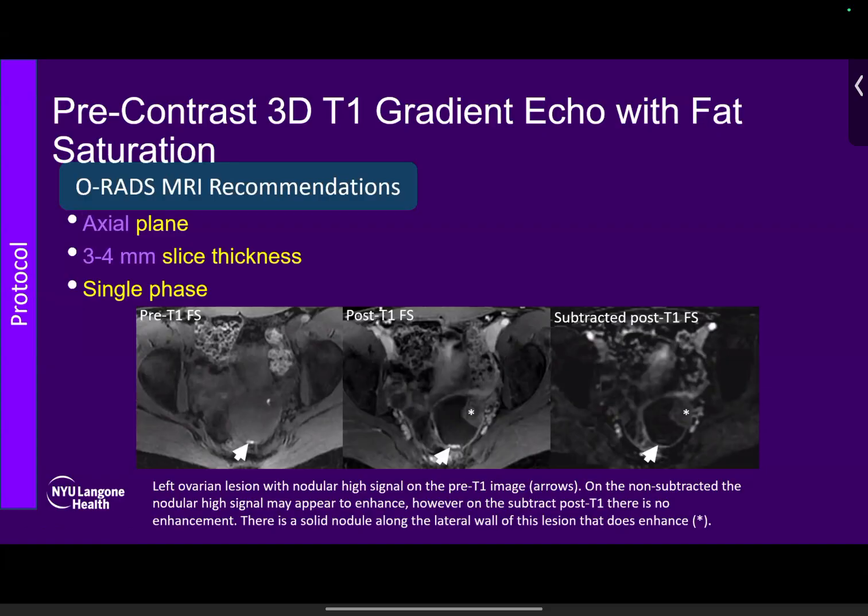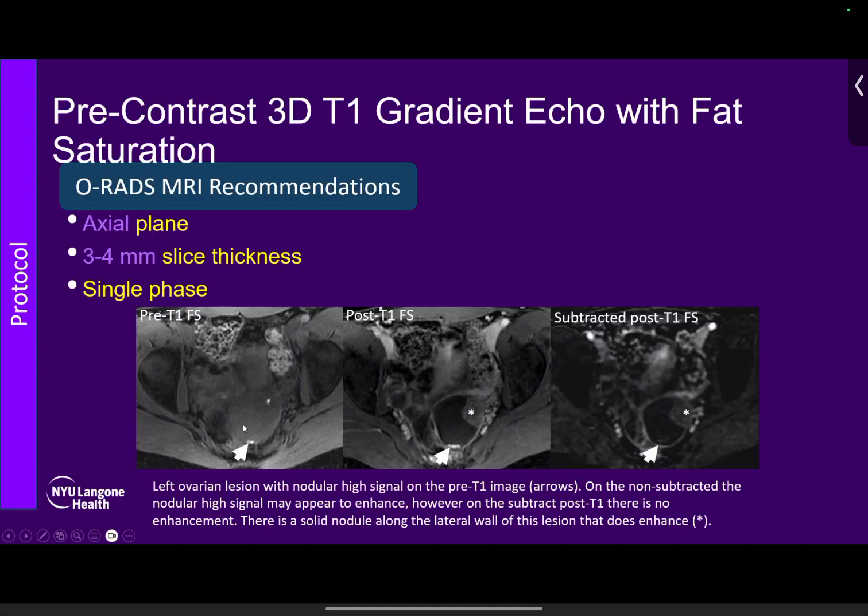So for recommendations, this is usually done in the axial plane, although it's nice to have other planes. You can add other planes if you need to based on the adnexal mass that you have, 3 to 4 millimeter slice thickness. And for this, if you're not able to do dynamic contrast enhanced images, it's really important to have a post-contrast that's 30 to 40 seconds after contrast administration, and that time point is really important because it'll allow us to restratify the lesions better.